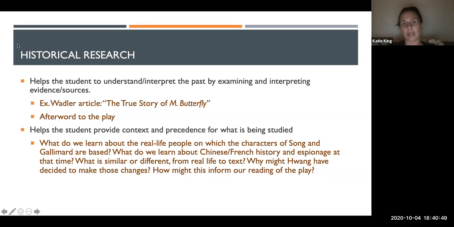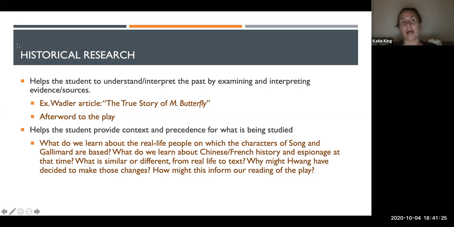So for example, in M. Butterfly, ask yourself the following questions in terms of the historical research you might want to do. What do we learn about the real life people on which the characters of Song and Gallimard are based? Because they are based on people from French and Chinese history, contemporary history. What do we learn about them? What do we learn about the histories of those cultures, and particularly espionage, right? Because this is a story about espionage in one sense, right?